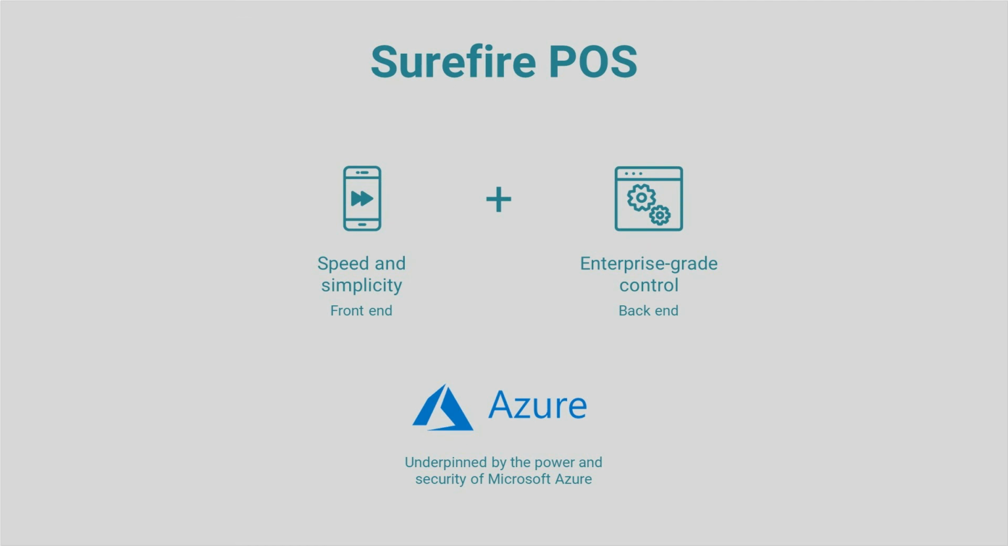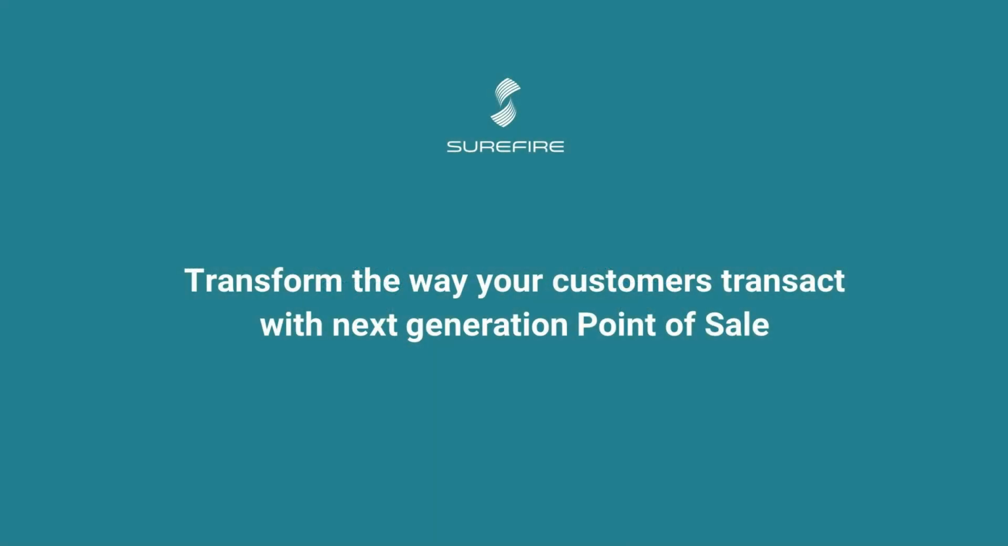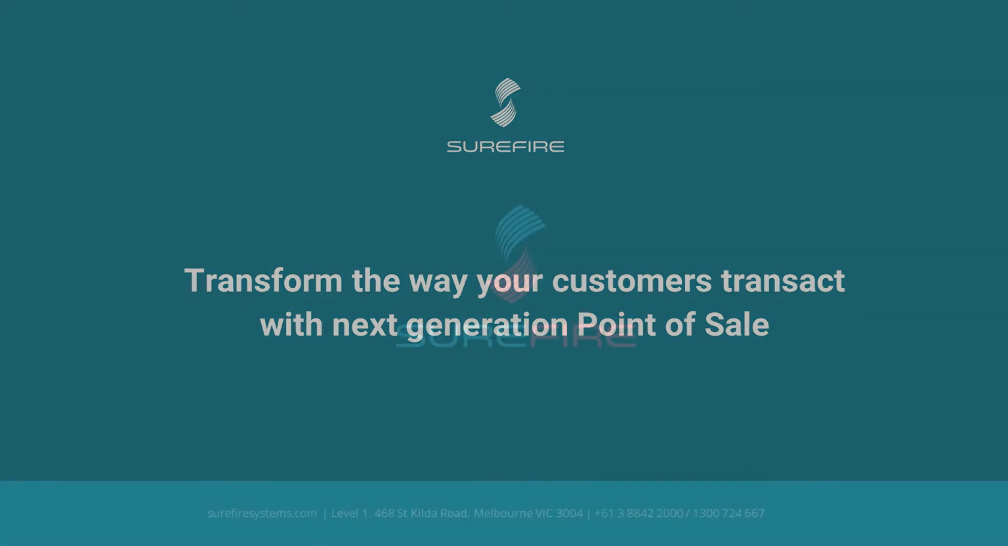So there you have it. Surefire Point of Sale is designed with a modular and robust software architecture that offers speed and simplicity at the front end and enterprise-grade control at the back end. So transform the way your customers transact with Surefire's next generation point of sale.